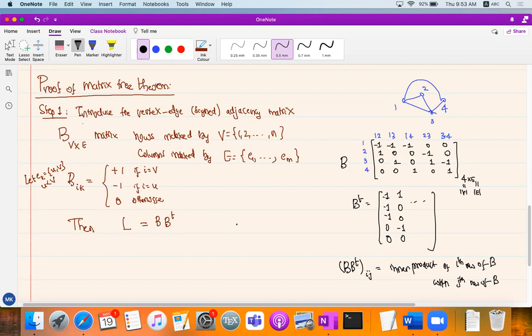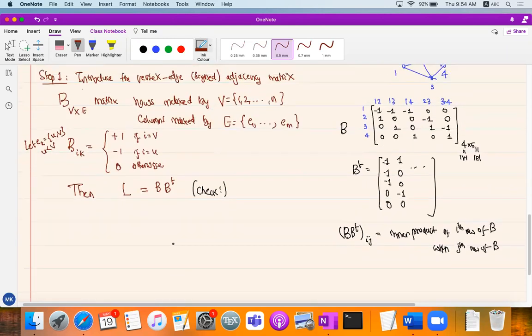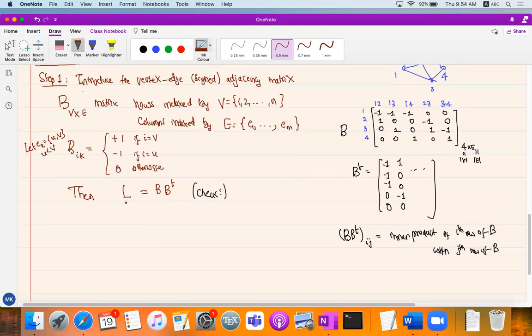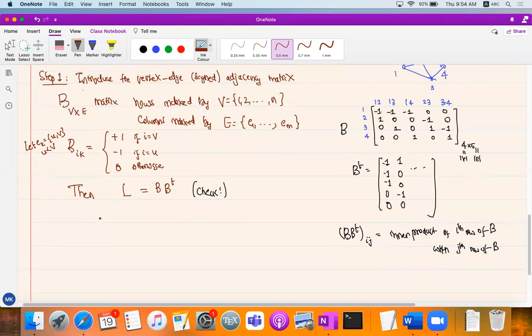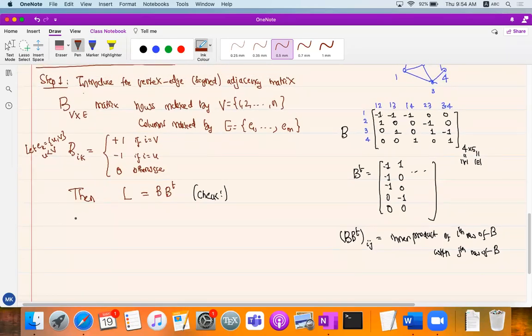So L is BB transpose. I have already indicated this, but if it is not clear, go back and think about it, and it is true. L is BB transpose. Incidentally, this is another proof that L is positive semi-definite: you have expressed L as BB transpose, which is a way to check positive definiteness. Okay, any questions so far?